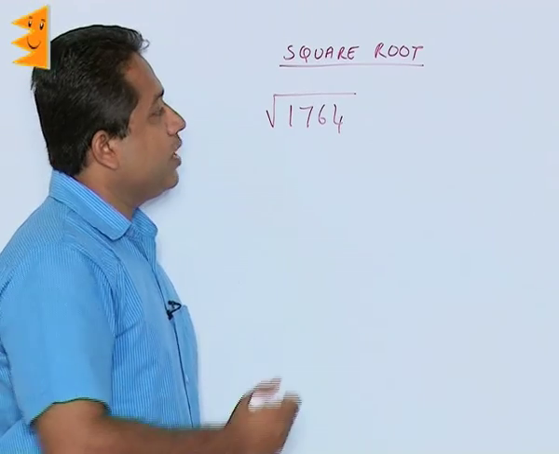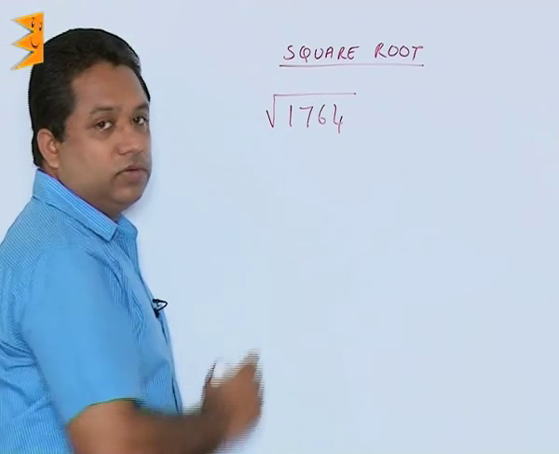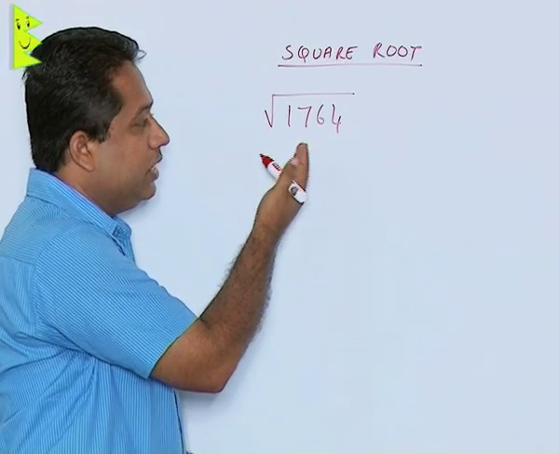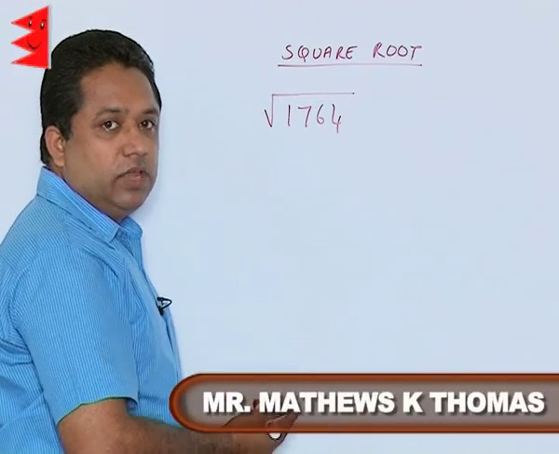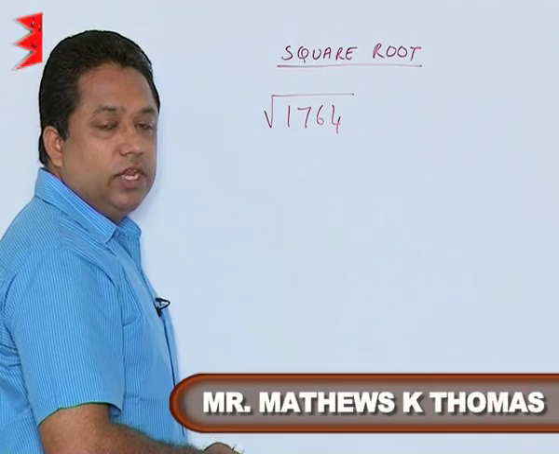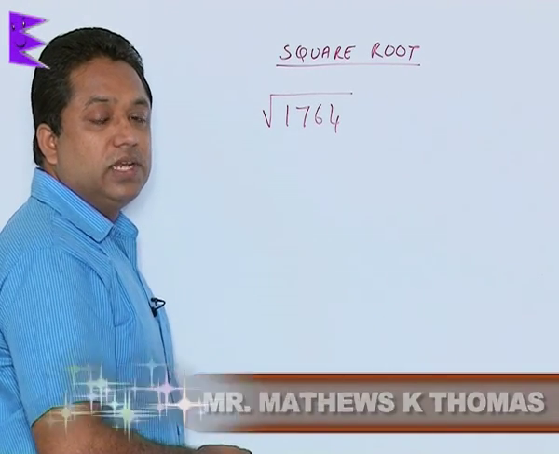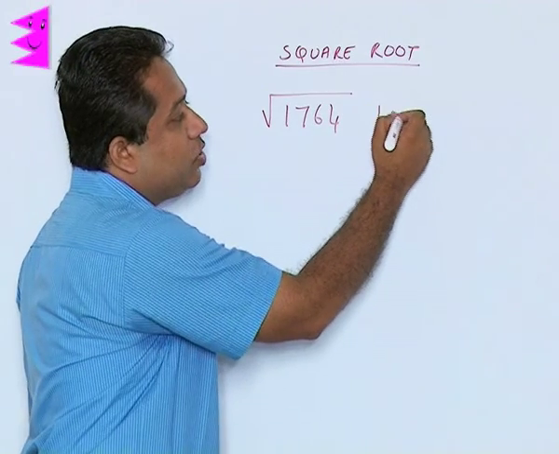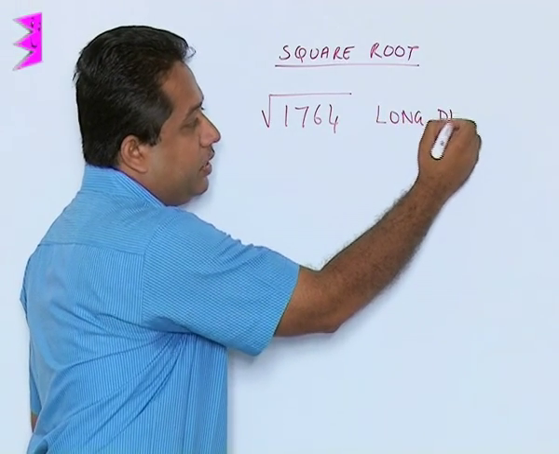Let us find the square root of 1764. Now, we have discussed one method, which is the prime factor method. In the prime factor method, if the numbers are large, then finding the factors becomes a little cumbersome. Therefore, we use another method, which is called the long division method.